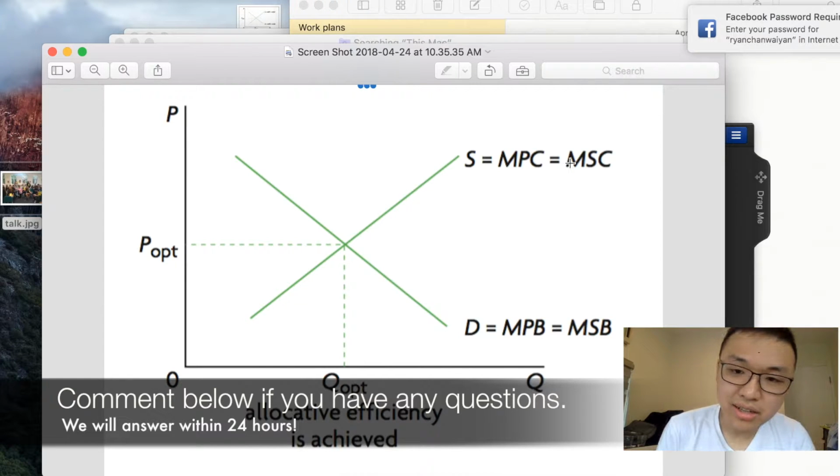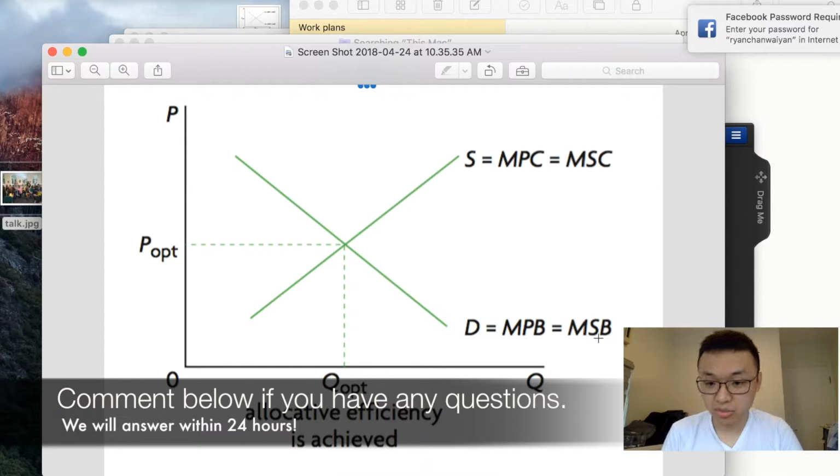But then there's another term called marginal social cost. Marginal social cost and marginal social benefit. Marginal social cost is about the society. It's the cost of producing an extra unit to the society, while marginal social benefit is the benefit of consuming an extra unit to the society. Okay, so social benefit and social cost.